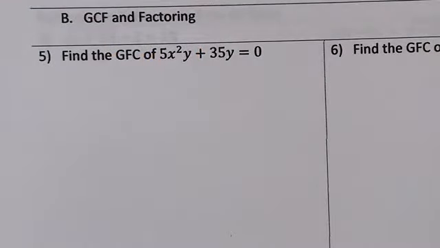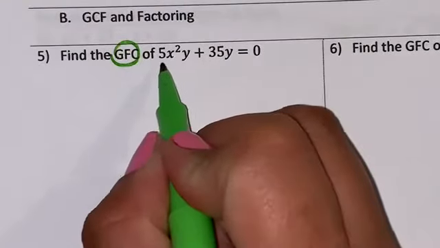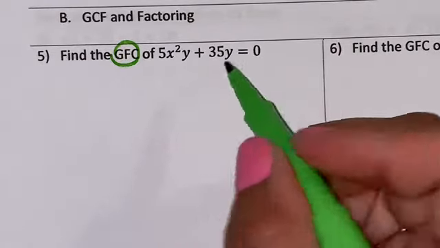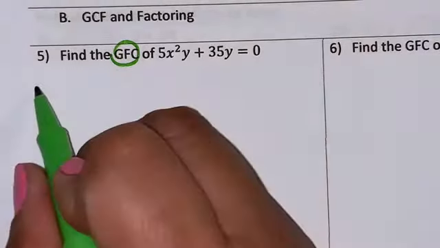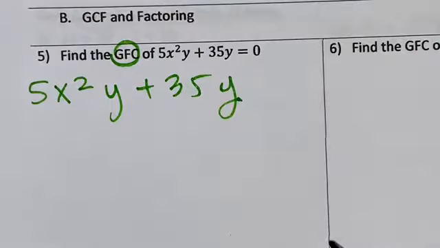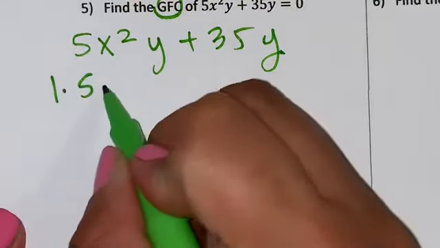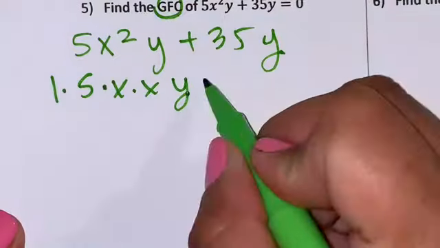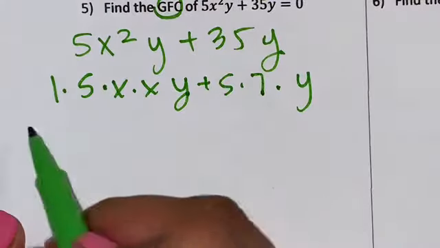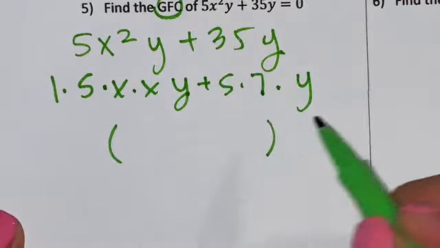Now we have GCF and factoring. For factoring, you want to do the AC method. GCF, you just kind of have to read the instructions. Let's make sure we read the instructions. Find the GCF of 5x squared y plus 35y. If I rewrite this, I have 5x squared y plus 35y. And I'm just going to expand this. So it's 5 times 1 times x times x times y plus 5 times 7 times y. And I just want to take out my GCF and see what I have left.